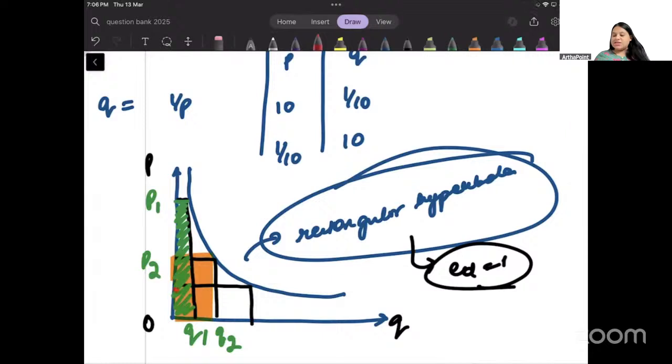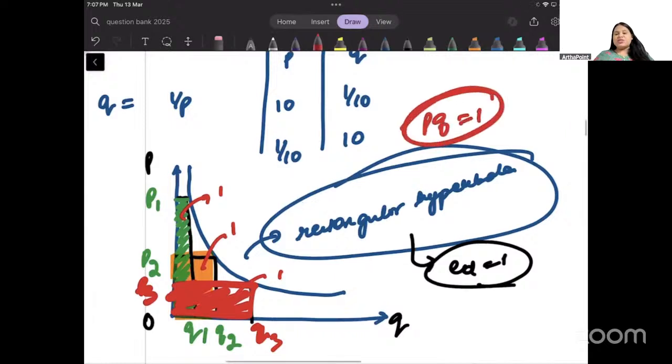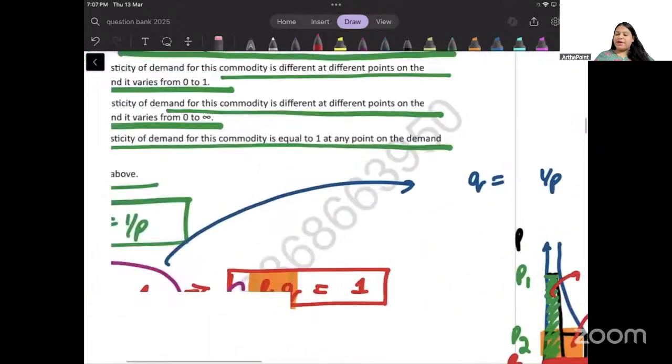और मैं प्राइस इंटू क्वांटिटी यहाँ करूं, I'll get the same number. Area under the curve will be the same. तो ये भी यही रिप्रेजेंट कर रहा है that it is unit elastic, that the price into quantity expenditure is the same. So whenever your expenditure is same, जरूरी नहीं है यहाँ पे 1 होता.